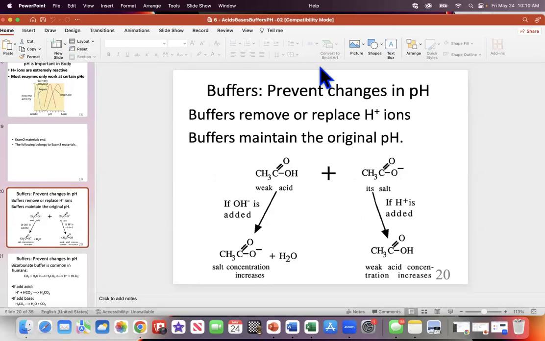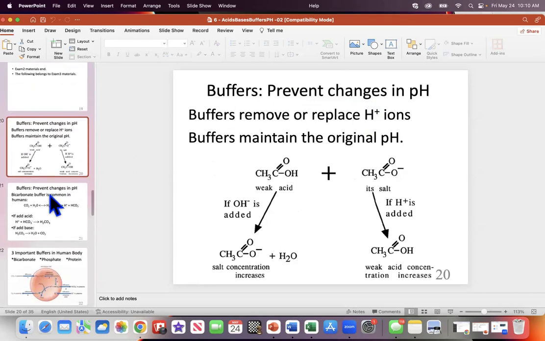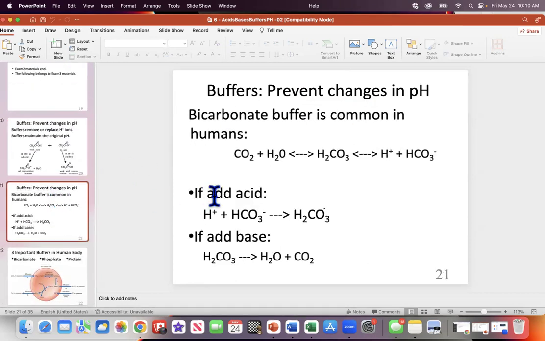We're in buffers. Buffers prevent the change of pH, and pH is due to the concentration of the hydrogen ion. Therefore, a buffer can either remove the hydrogen ion or add more hydrogen ion into the solution. So the most important function of a buffer is to prevent change of the pH.